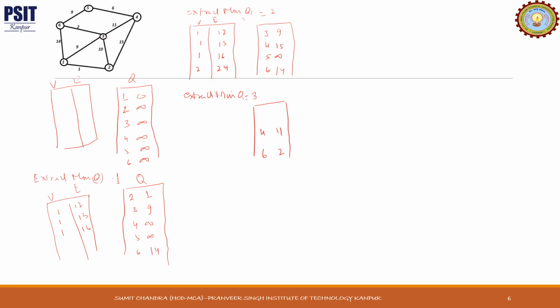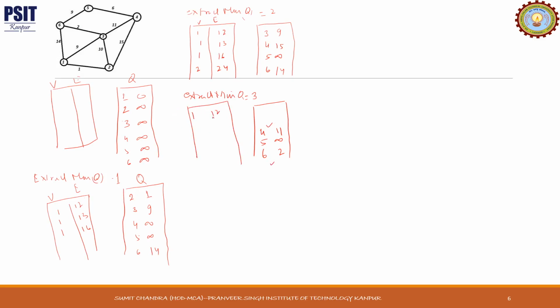And neighbor of 3 is 1, 1 is not there, neighbor of 3 is 2, 2 is not there. So 5 will remain infinite, 3 we have already done. So we'll update this table also. So we have updated two values, 4 and 6. So now this table will be updated.